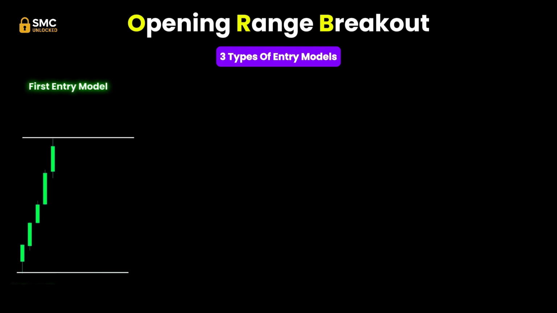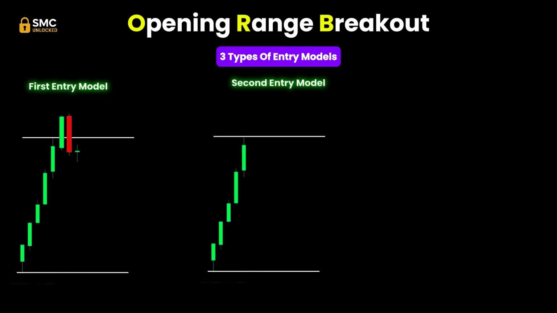First entry model: price breaks the range and closes above it. The problem with this model is that price often forms a reverse candle immediately afterward, closing back inside the range and hitting your stop loss. Second entry model: after the breakout, price touches the opening range again. This is where we take our entry. It's the most reliable model.